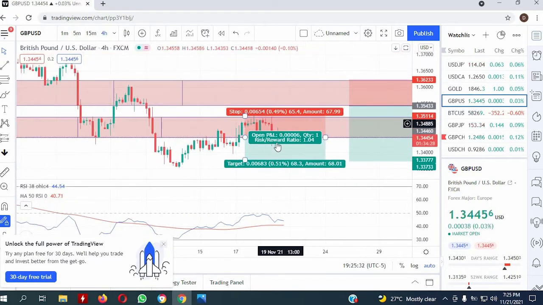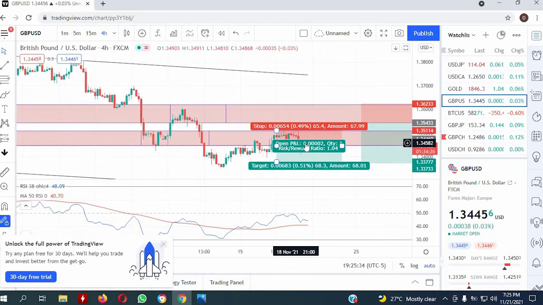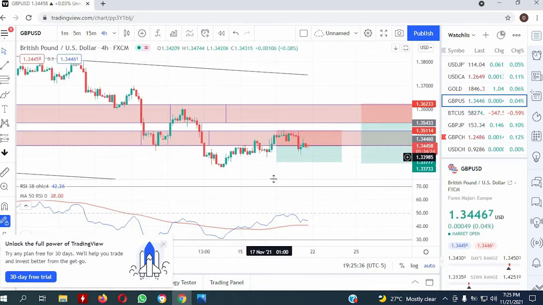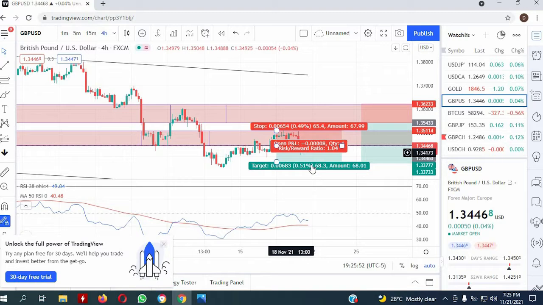So this is where I had the trade setup. If you were trading my technical analysis as an intraday trader, you'd have gotten some pips out of this move. It came in once, pushed down, came in again, pushed down.